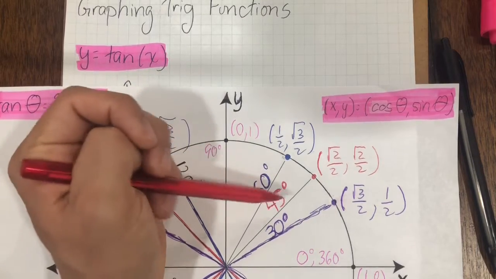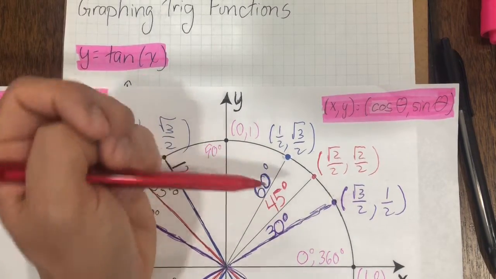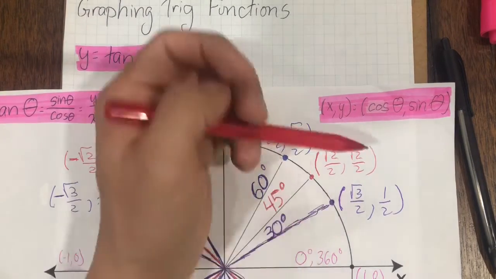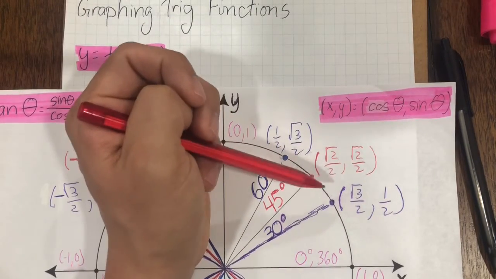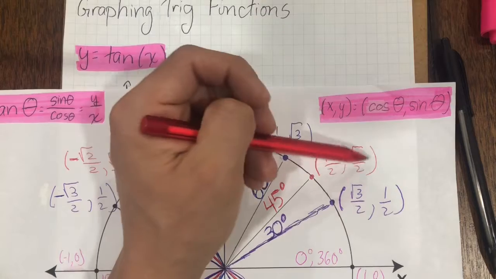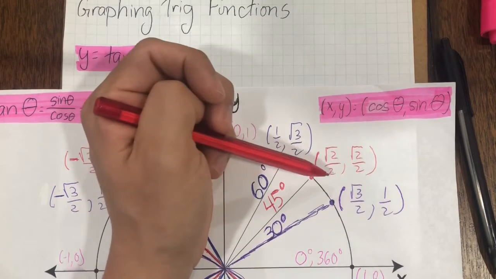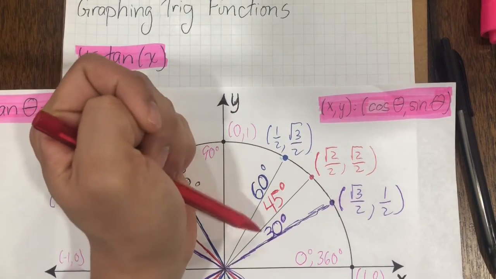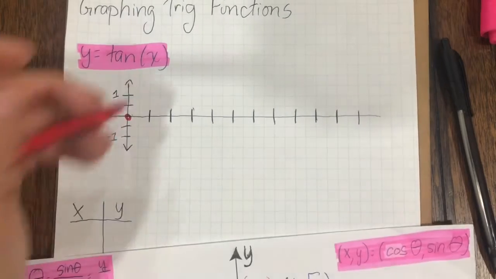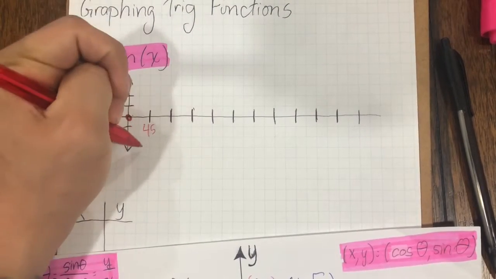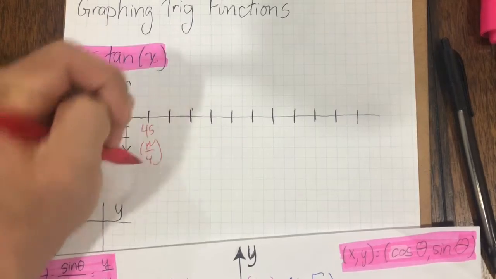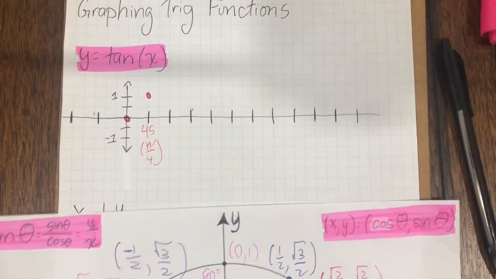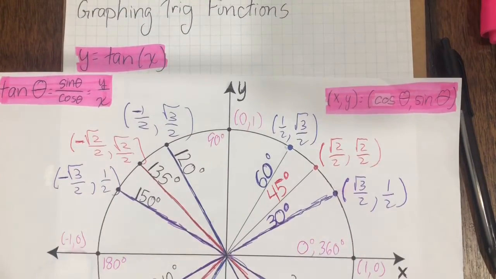Now there's a reason why I chose this as opposed to 30 and 60. Since we're dividing the y by the x, this one would give us a clear answer. Since both the x and y values are the same number, if I divide these two numbers, I'm going to get 1. So if I do tangent of 45 degrees, I get 1. So at 45 degrees, or in this case, pi over 4, I'm at positive 1.